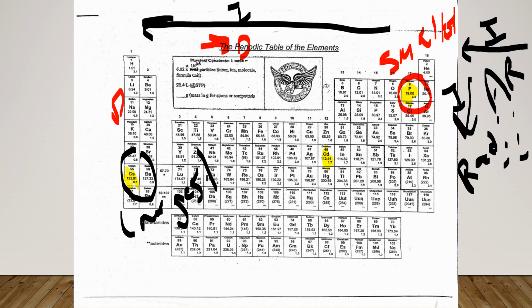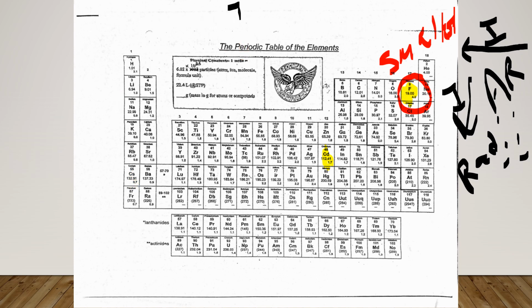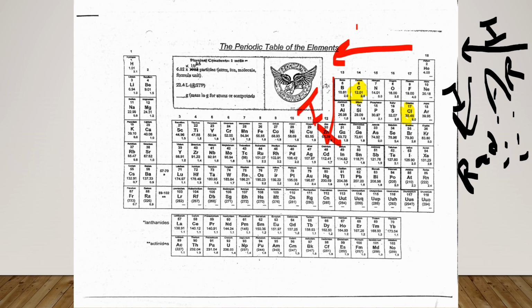Let's look at another example here real quick. So if I asked you what the largest element on the periodic table is, you're obviously going to tell me it's francium here. Let's say you have, hold on, make sure I do this right. Let's say you have chlorine and carbon. So we know our trend is increase, increase.